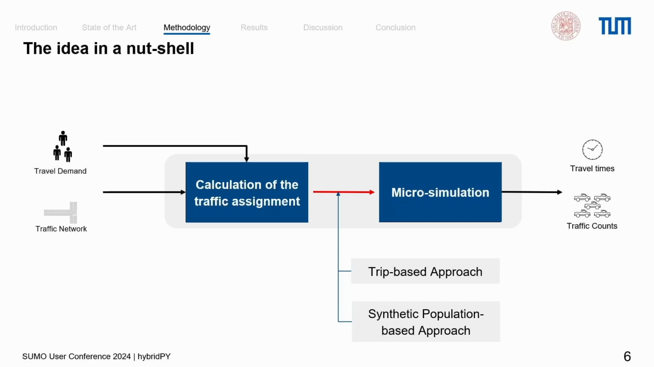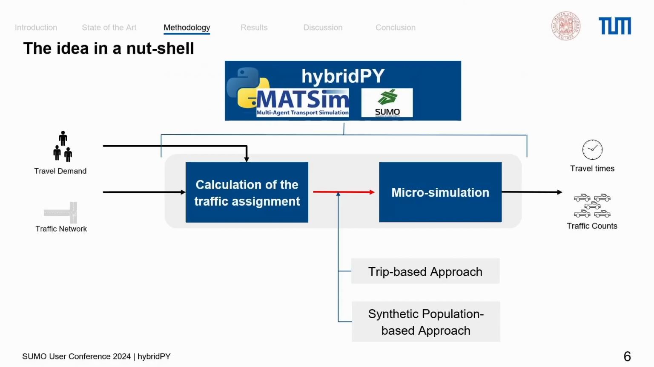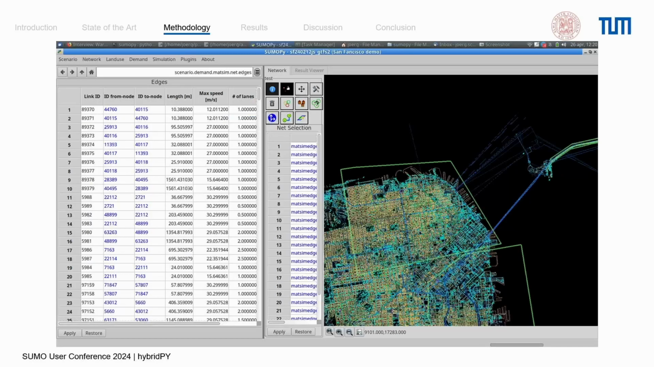Therefore, we have developed within this publication two approaches. First the trip-based approach, and second our synthetic population-based approach. The uniqueness of our approach is that the whole process is now combined inside our HybridPy environment, and you have a graphical user interface which easily allows you to run both types of simulation and also to transfer the demand in between. This will soon be available in the main repository of SUMO.